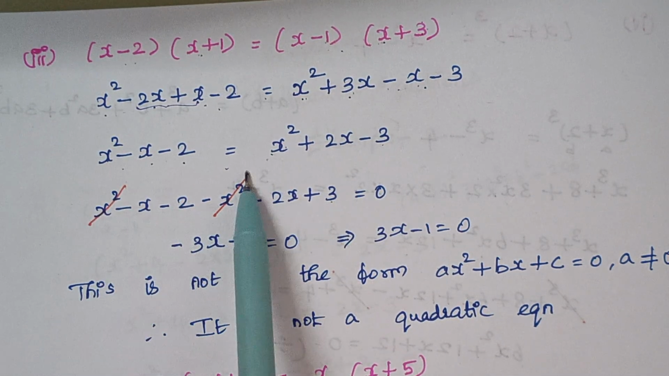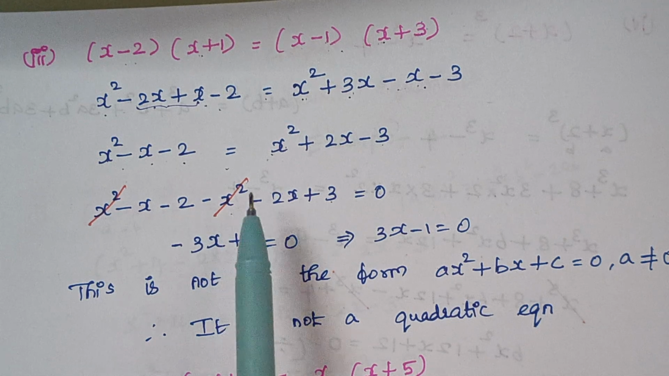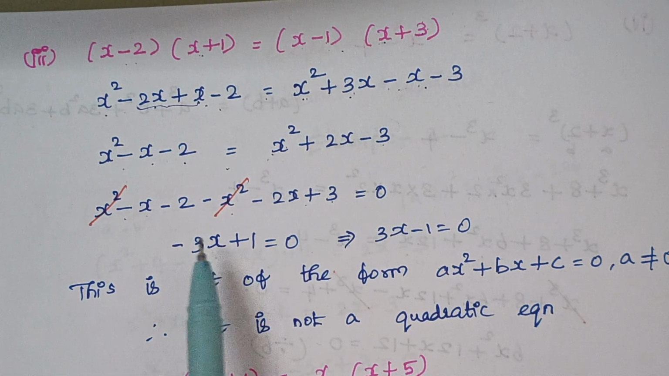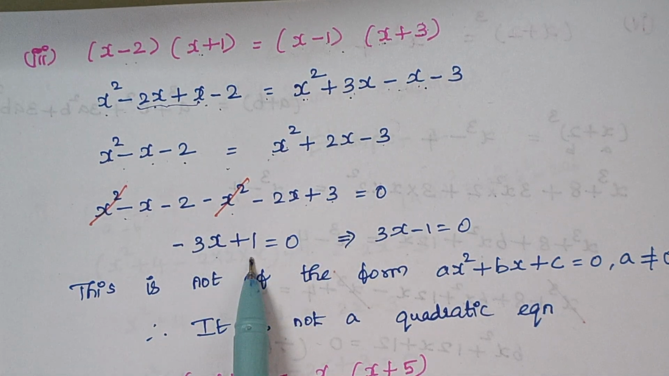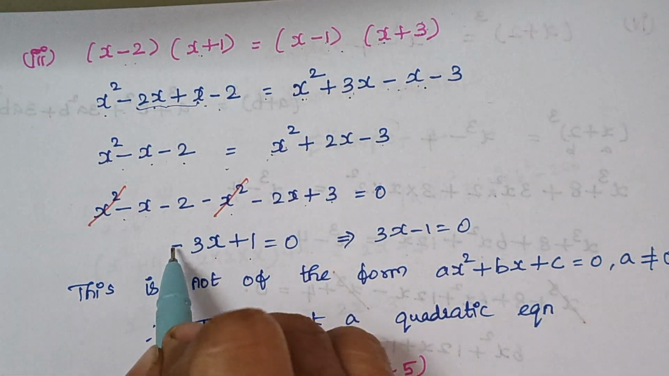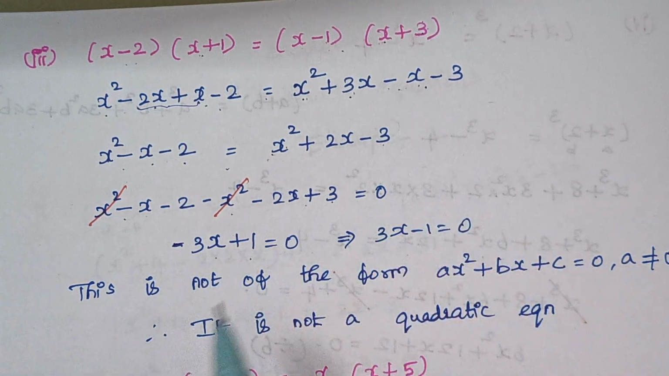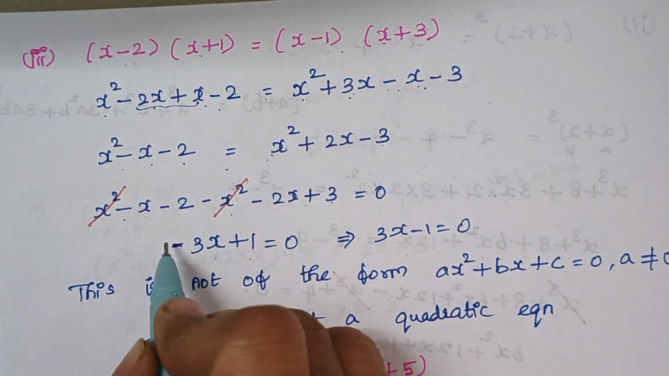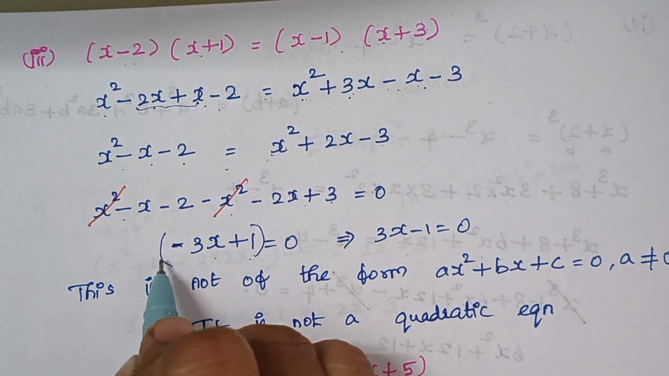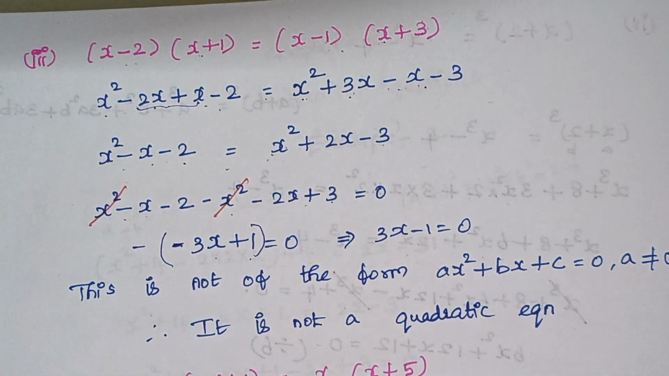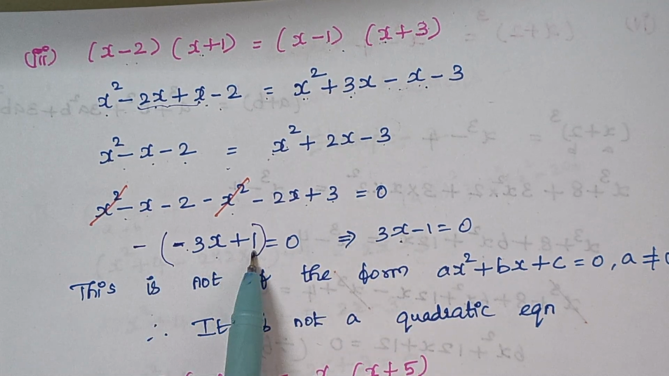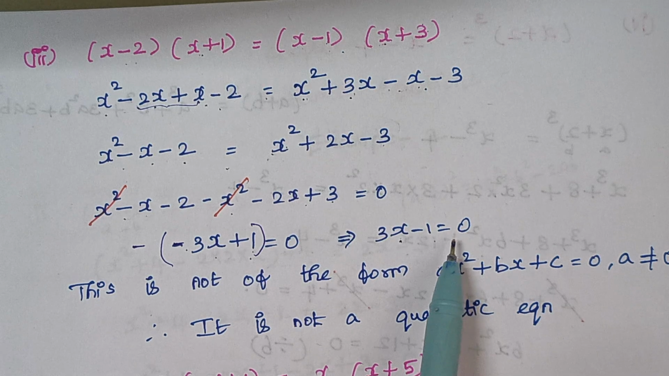Now, this plus x square and minus x square cancel each other. And when you simplify, you see minus x minus 2x gives minus 3x. And minus 2 plus 3 gives plus 1. So, minus 3x plus 1 is equal to 0. And since I need a positive term in the beginning, I am going to multiply this entire term with the minus sign. So minus into minus 3x gives plus 3x, and minus into plus 1 gives minus 1 equal to 0.